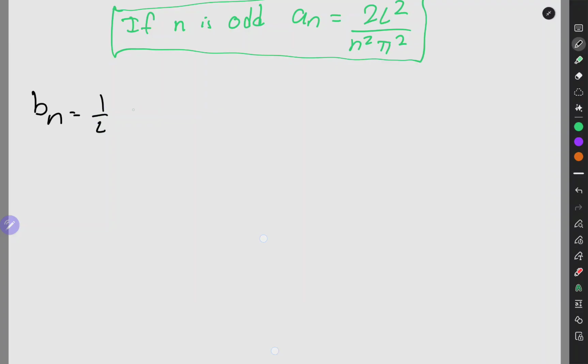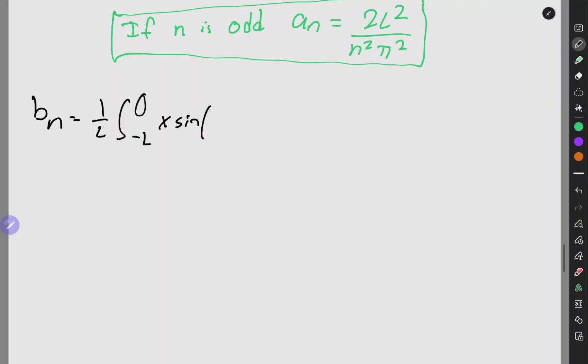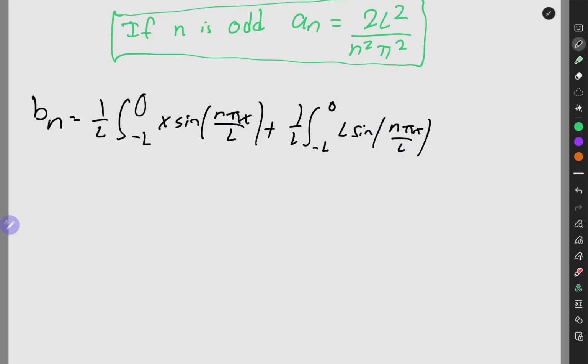One over L, negative L to 0. This one might be a little bit more annoying to integrate. I'm going to immediately split this up. So I'm going to write out the x plus L integral into two different integrals to start out with. That's L sine, yes, negative L. Well, this should be L sine n pi x over L.